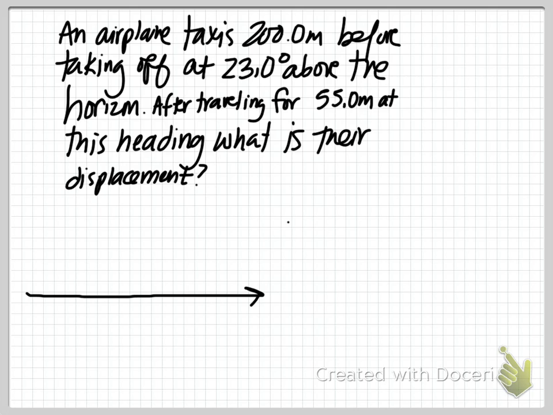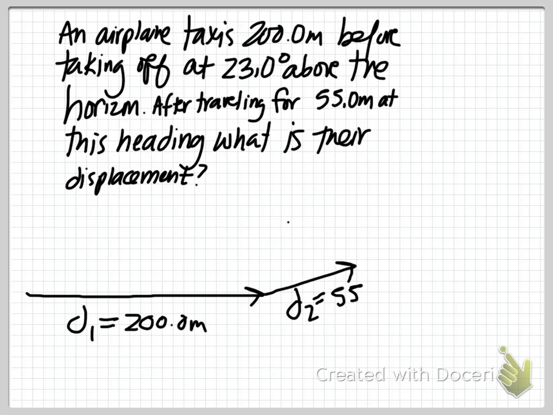So I've got displacement 1 is equal to 200.0 meters. And then we're taking off above the horizon, and this is displacement 2, and this is equal to 55.0 meters. And I know where my resultant is going to be. Resultants always connect to the what and the what?